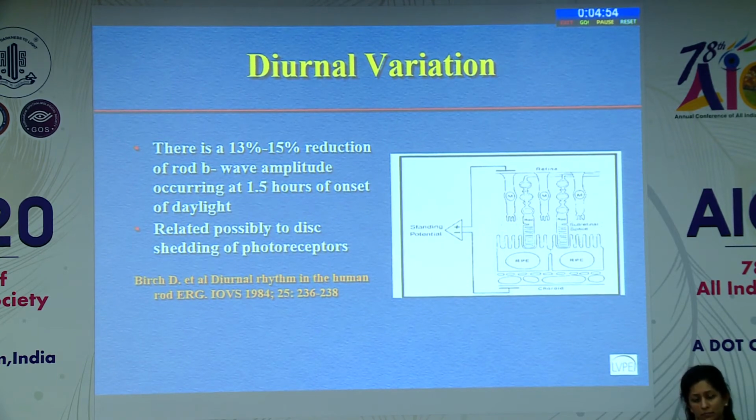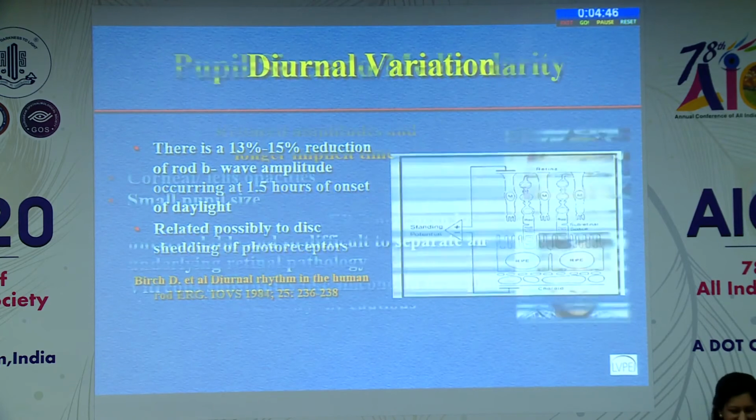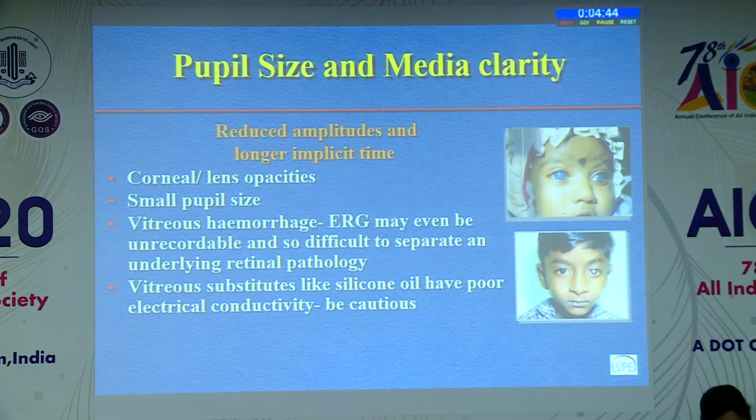There's also diurnal variation, just like for visual acuity and IOP. So if you're doing a study, then it's better to do it at the same time of the day as far as possible. We all know that if there's media haze, or a pupil which is not dilating, then you need to account for that because that can lead to longer implicit time and reduced amplitude. If you are looking at somebody who has uveitis and the pupil has got bound down, that itself will affect it. And if there's silicone oil, please don't try ERG because it will most commonly come out flat.